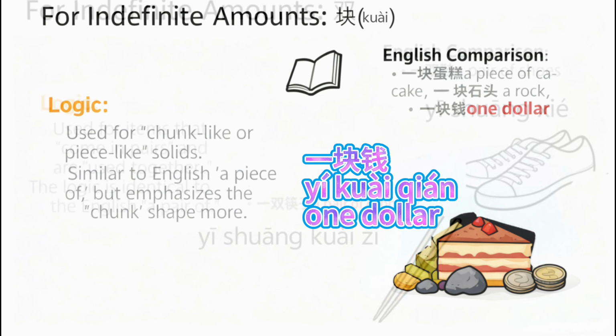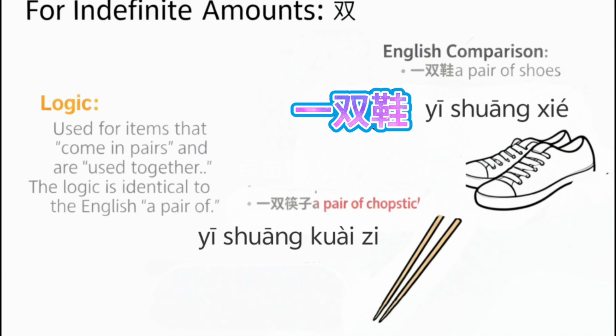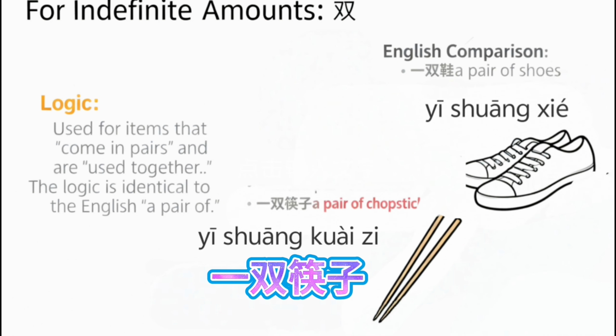Number 9, shuāng. The logic is that it is used for items that come in pairs and are used together. The logic is identical to the English "a pair of." Let's see the English comparison. 一双鞋, a pair of shoes. 一双筷子, a pair of chopsticks.